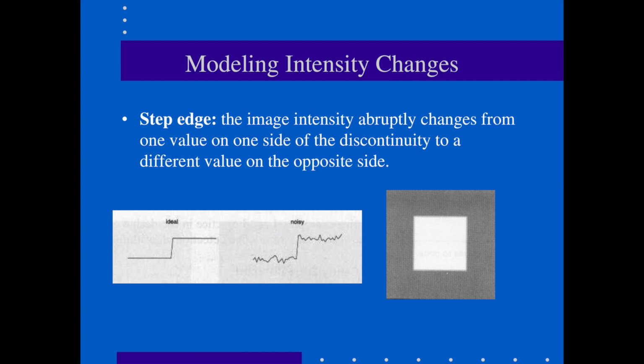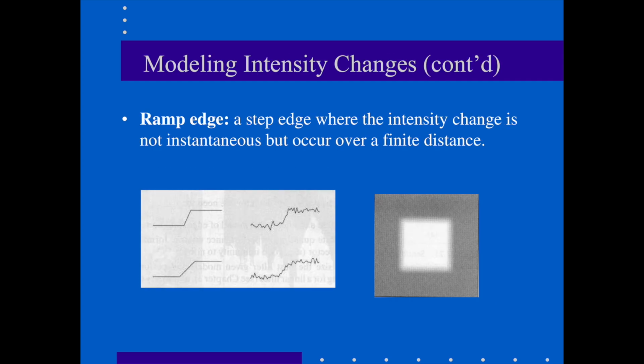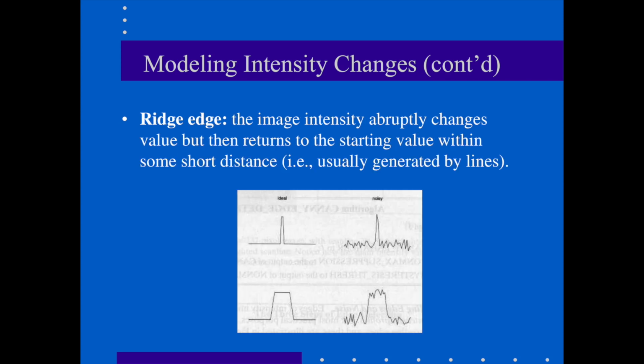First one is the step edge. Here the image intensity abruptly changes from one value on one side of the discontinuity to a different value on the opposite side. It is given in the figure, where the first one is the ideal step edge and the second one is the noisy edge. The second type of edge is the ramp edge. Here the intensity change is not instantaneous but occurs over a finite distance. That is also depicted in the figure given.